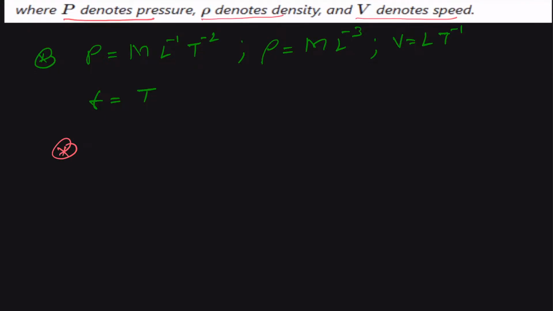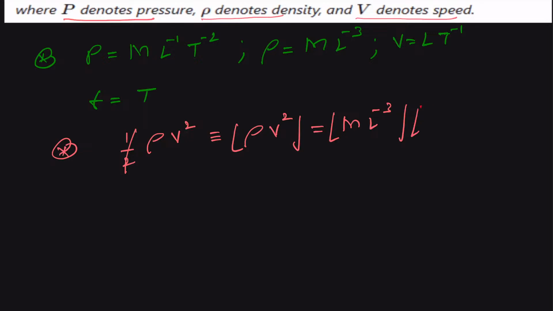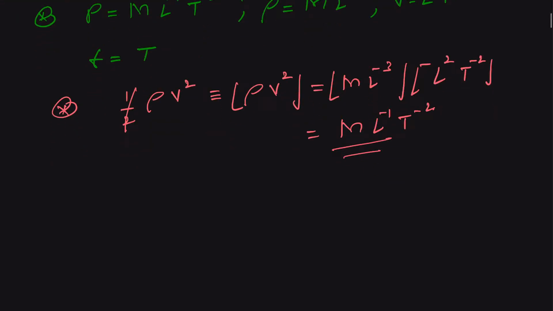So we are interested in finding out the dimension of half rho V square. We are simply going to ignore this half part, and find the dimension of rho V square. So this comes as ML minus 3, and we have this as L square T minus 2, and this will be coming as ML minus 1 T minus 2, and this is nothing but the dimension of pressure. So it means this has a dimension of pressure.